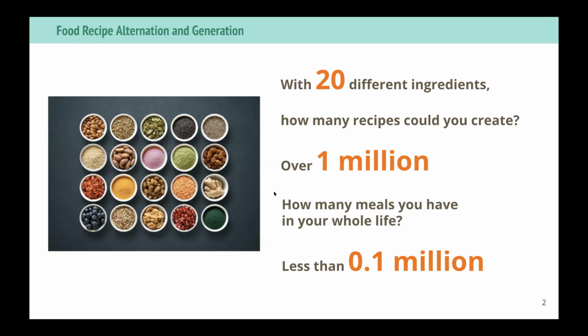Then, do you know how many meals you may have in your whole life? Assuming that we will all be long-lived enough to be 100 years old, we would have had still less than 0.1 million meals. In other words, you need to live 10 times to try all possible food recipes, even if there are only 20 ingredient options. As an individual, I can never have enough time or appetite to know if I like a certain dish.